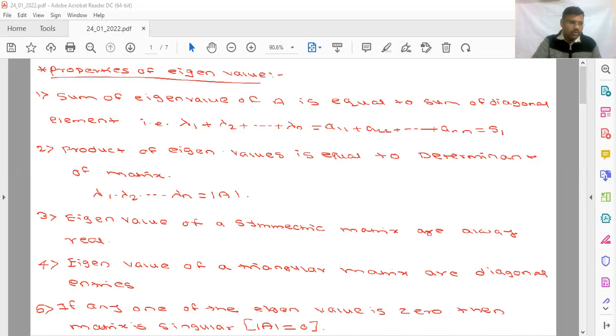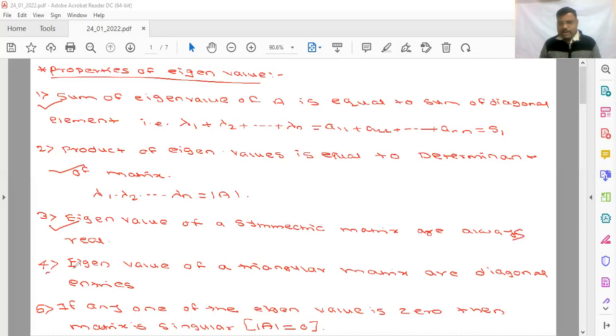Properties of eigenvalue page. In that, we see the first note: sum of the eigenvalues of A is equal to the sum of the diagonal elements. This note is correct. Then the product of the eigenvalues is equal to the determinant of the matrix. This note is also correct. Eigenvalues of a symmetric matrix are always real. This note is also correct.